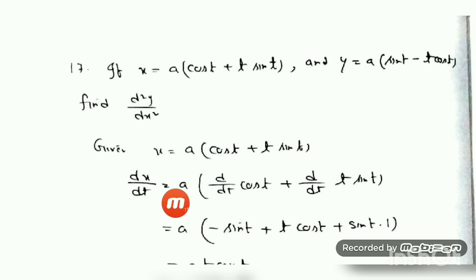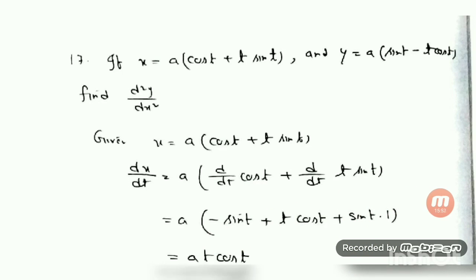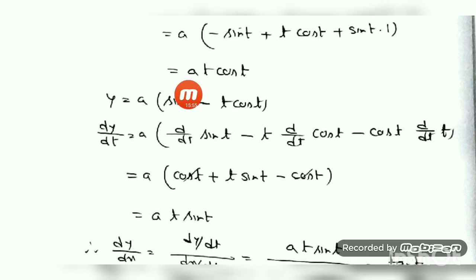X is written here, then d/dt of x is equal to a times (d/dt of cos t plus d/dt of t sin t). The d/dt of cos t is minus sin t. Here I have to use the u into v rule: u is t, d/dt of sin t is cos t, and d/dt of t is equal to 1. Here minus sin t and plus sin t will be cancelled out. What is left? a t cos t will be there.